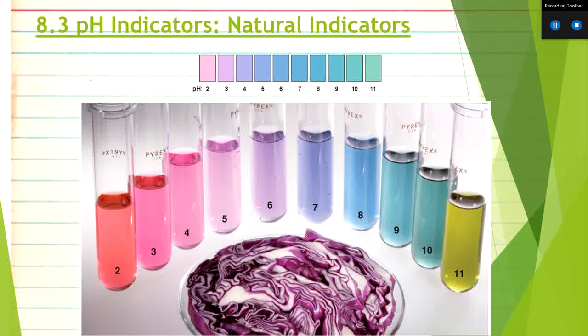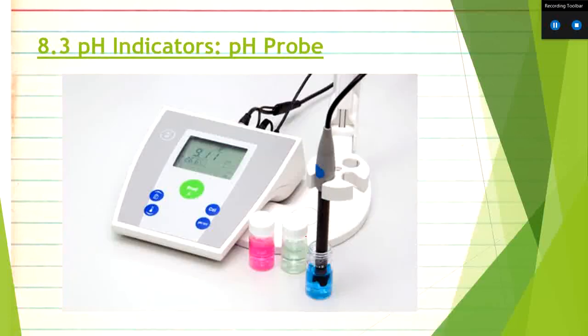Blueberries, you can use tomatoes, right? And each would have its own set of colors it changes to depending on what's causing the pigment in that particular fruit or vegetable. But the best way to distinguish pH is using a pH probe.